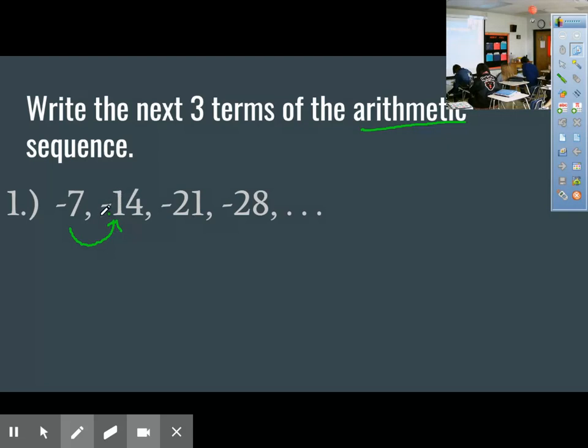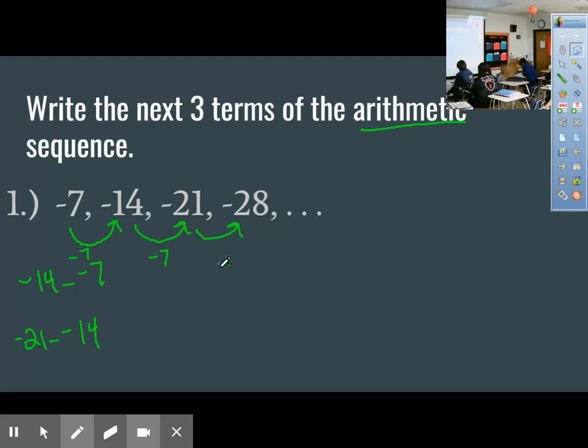Okay, so to figure out your common difference, you would take the second number and subtract the first number. So like you would do negative 14 minus negative 7. Okay, so type that in your calculator for me and tell me what you get. Negative 7. So that means the common difference is negative 7. All right, now do it again with the next one. You would do negative 21 minus negative 14. Negative 7. Okay, and then do the last one.